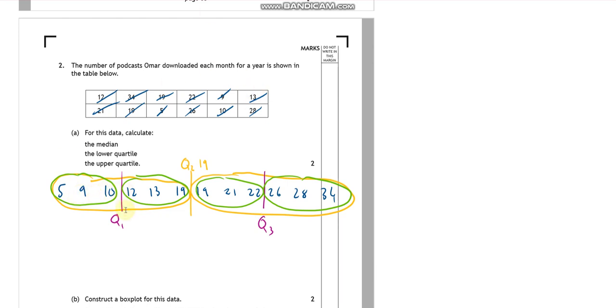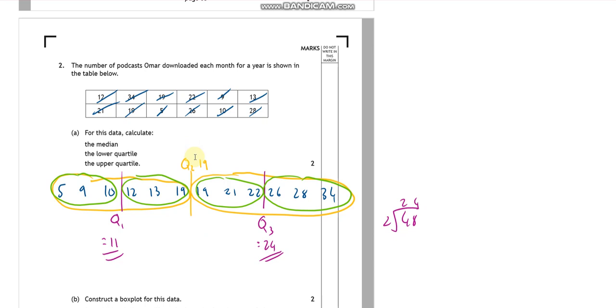Okay, and just to finish off the Q1 and Q3, right in the middle of that one is going to be 11, and in the middle of this one, if it's slightly trickier numbers like these, what you can do is add them together and divide by 2. So that's 48 divided by 2, which is 24. Okay, so that's your Q1, Q2, and Q3.